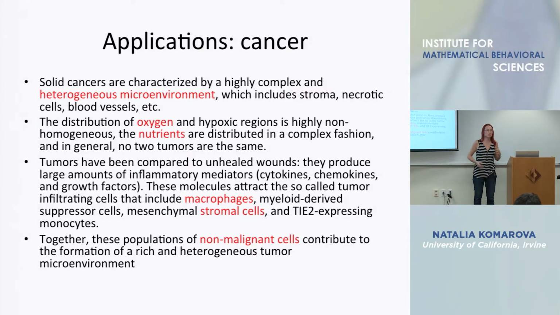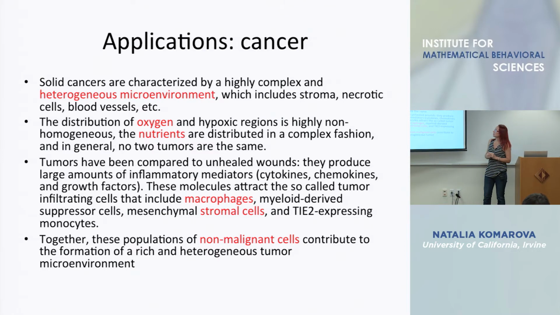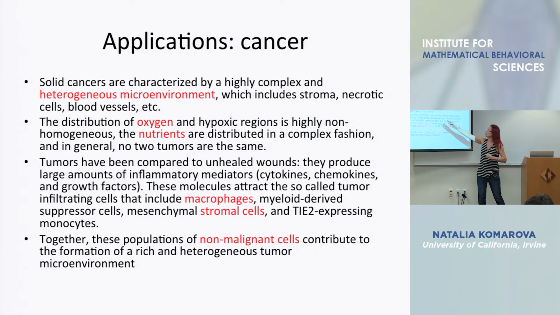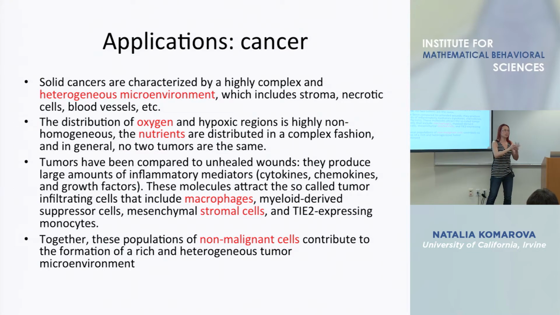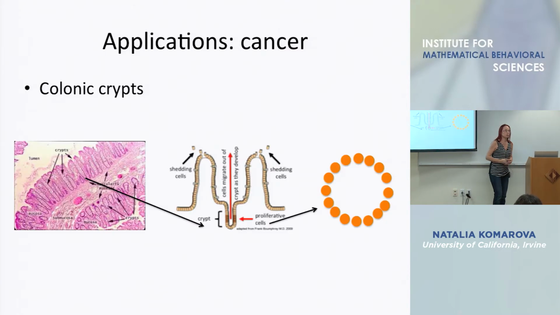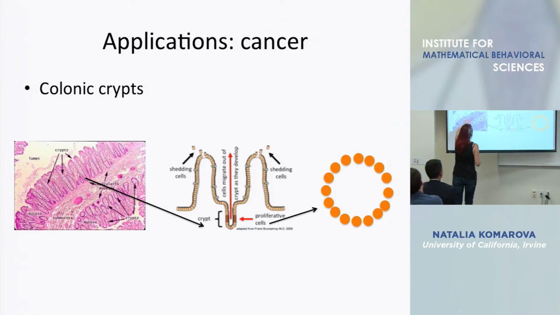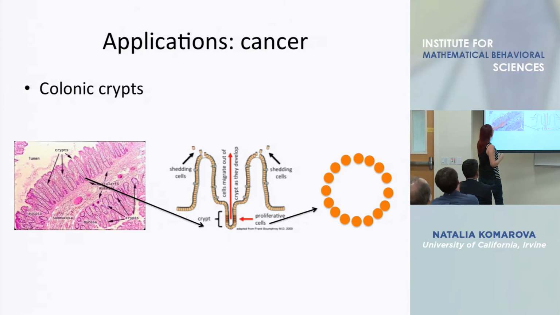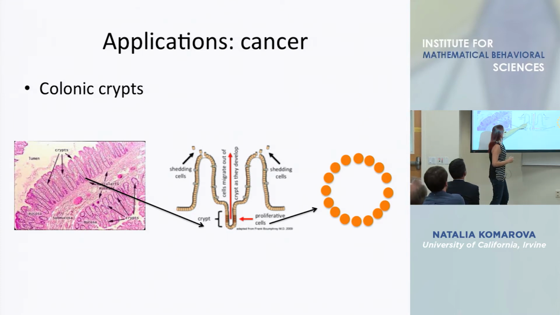So in cancer, a tumor is also very heterogeneous. And there are spots that have more oxygen or less oxygen, more nutrients, less nutrients. There are macrophages and stromal cells that create pockets of higher fitness and lower fitness. And they're made out of non-malignant cells. So I've been working for years on colon cancer. And it happens in crypts inside the colon. This is what a crypt looks like. If you magnify it, it kind of looks like this.